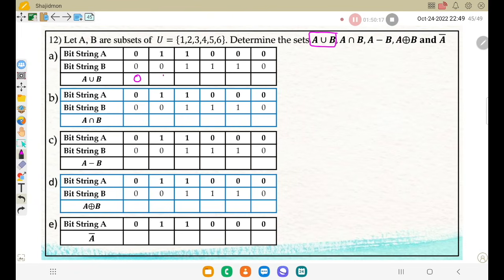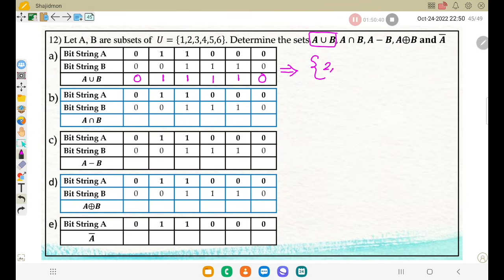So we can write the answer here: 1, 0, 1 gives 1; 1, 1, 1; 0, 1, 1 gives 1; 0, 1, 1; and 0, 0 means 0. Now we need to write the answer as a set. First number is absent, 0, so 1 is not there. Second number is present, so 2 is there.